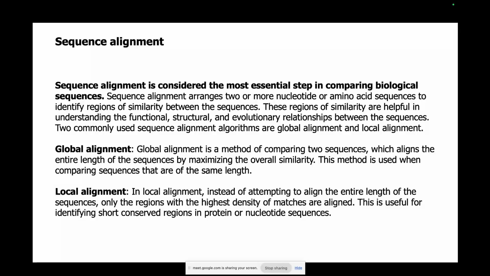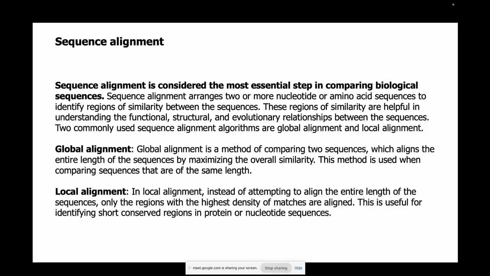But in the case of local alignment, instead of trying to align the entire length of a sequence to another sequence, you try to match only the regions with the highest density. So if you have two sequences, one of, say for example, 1000 in length, and another of 400 in length, right?